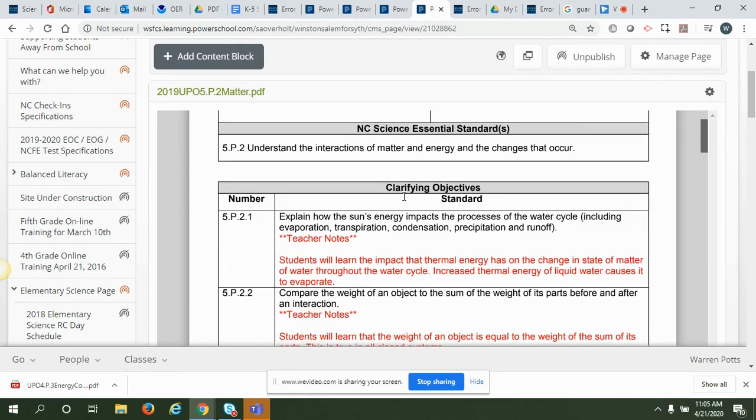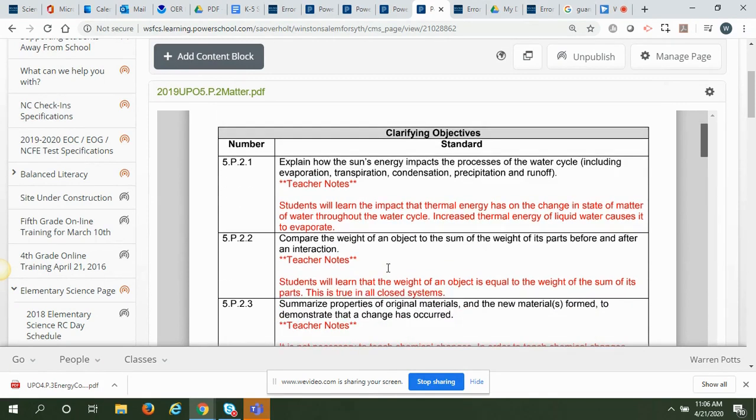It's to explain how the sun's energy impacts the processes of the water cycle, including evaporation, transpiration, condensation, precipitation, and runoff. So we're focusing on the energy from the sun and how it impacts the process. We want to really focus on the physical changes to water as it's moving through the water cycle. So that's the focus for 5P21, the clarifying objective.